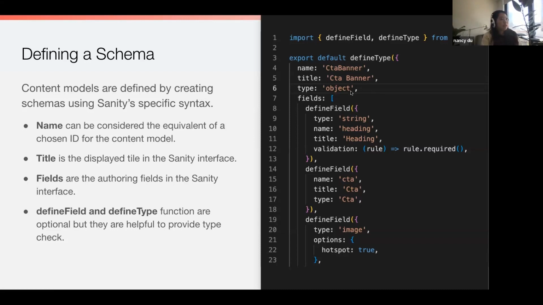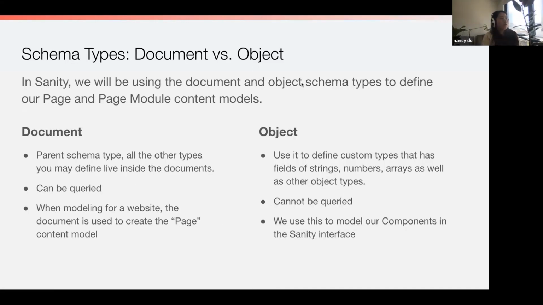The last thing I want you guys to know on the schema is the type over here. You can see here that we've got the type set as an object, and there's a couple of different types of schemas that we can have in Sanity. The two that we're going to be really working with on a schema level are the document and the object schema. And that's going to help us define either the page or the page module content types that we were just talking about.